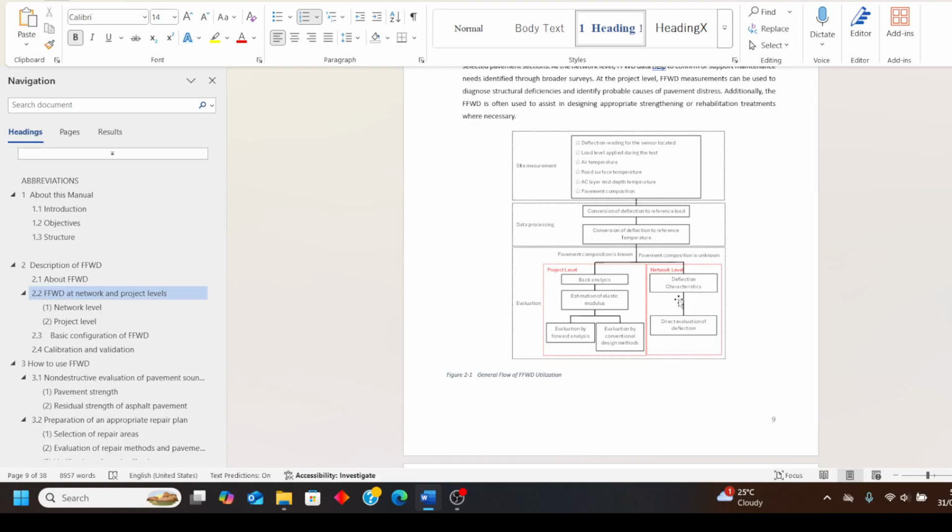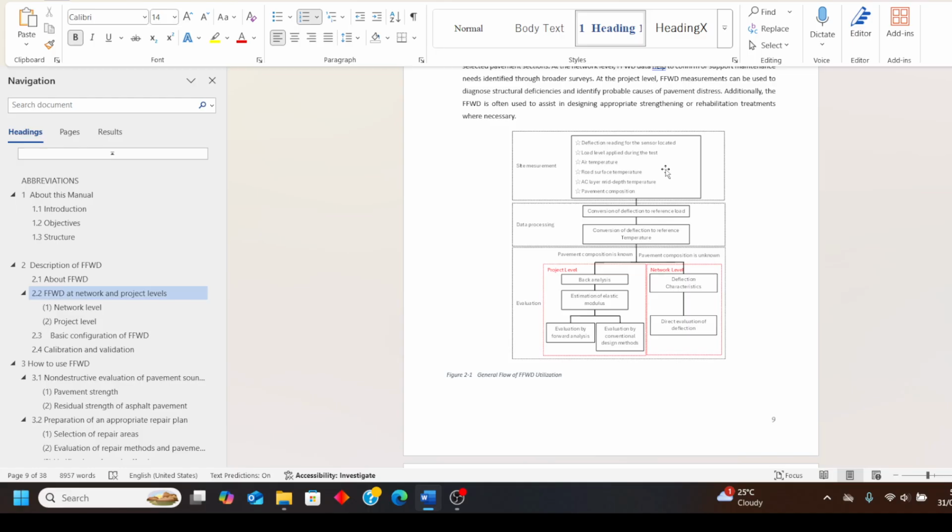So if we see this image, which is the general flow of FFWD utilization, then we see that first we have the raw field data which should be collected during the survey, and it includes deflection readings, load level applied, air temperature and road surface temperature and asphalt layer mid depth temperature and pavement composition.